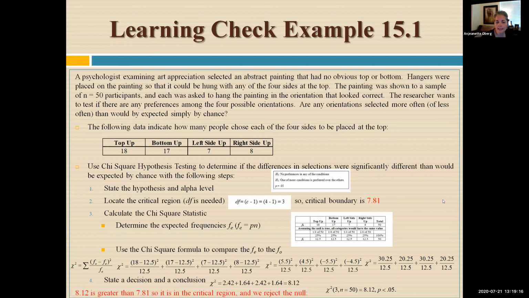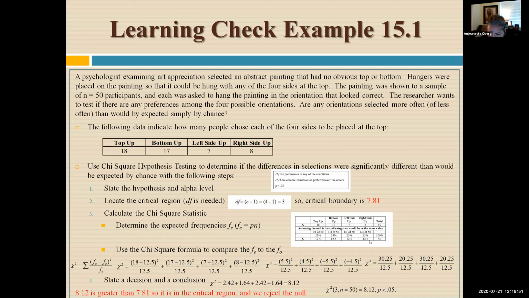Our null hypothesis is stating here there's no preferences. Our alternate hypothesis is saying, yeah, there is a preference in one or more groups. We're having an alpha level of 0.05 based on looking at our degrees of freedom. Category minus 1 is 4 minus 1, or 3. So that produced 7.81 as our boundary. We already know that because we did that. Then going through all the calculations, this is calculating your expected frequency. We just take our total n divided by the number of categories.